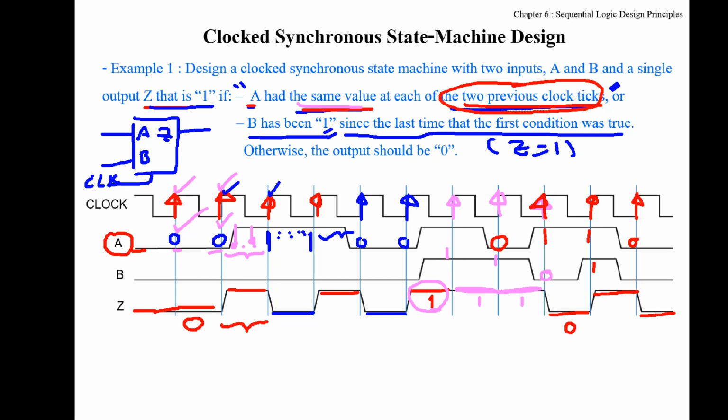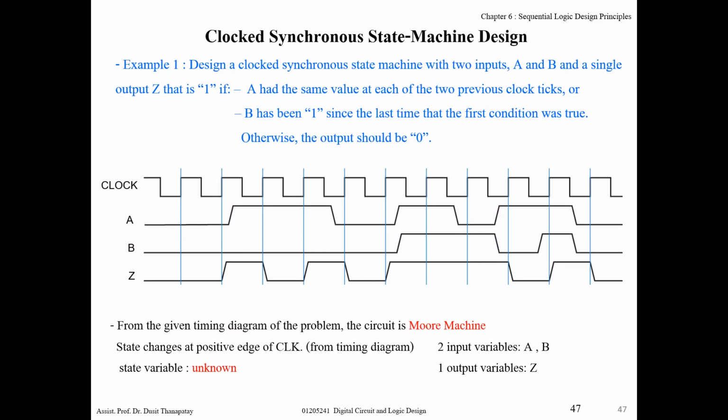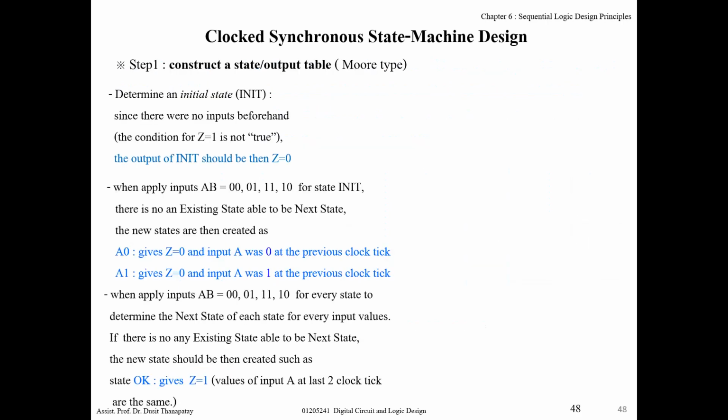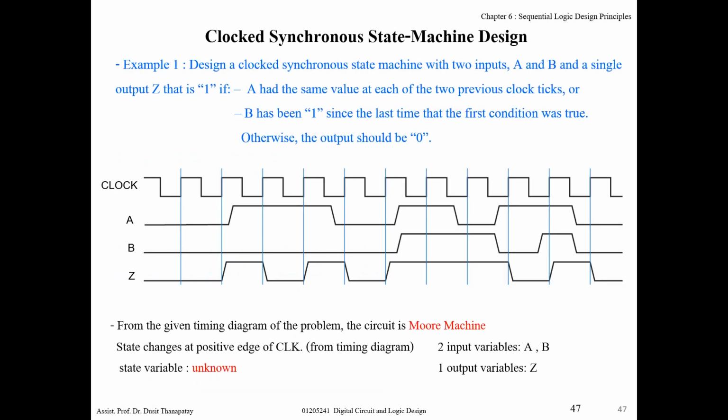Okay, so now from this condition, the first step, you must create something like a state output table or state diagram. For the example, let's start the design with a state output table. For this condition, you may see that the output changes only when the clock ticks, so it should be a Moore type state machine. For the number of states, you don't know, so you also don't know the number of state variables. Now let's start.